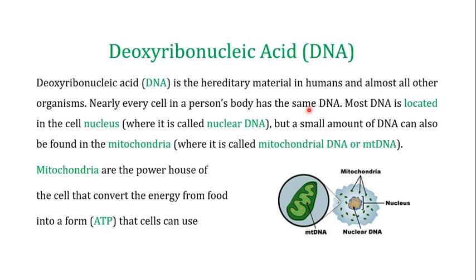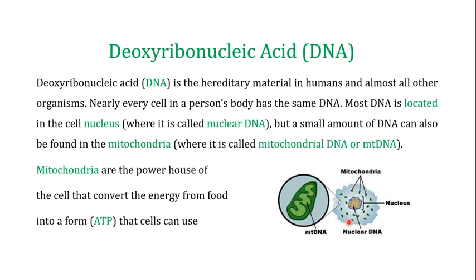Of course, their transcription is different, but this is not the scope of this particular video. Now, most of the DNA in the human beings is located in the cell nucleus, where it is called the nuclear DNA. But a small amount of DNA can also be present in a particular organelle known as the mitochondria, and the DNA which is present in the mitochondria is called the mitochondrial DNA, but for short that is known as the mtDNA.